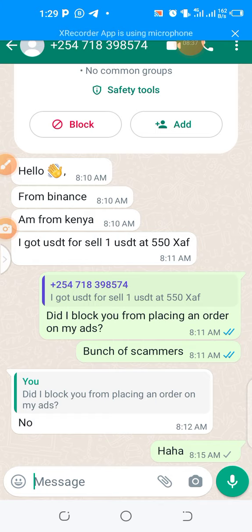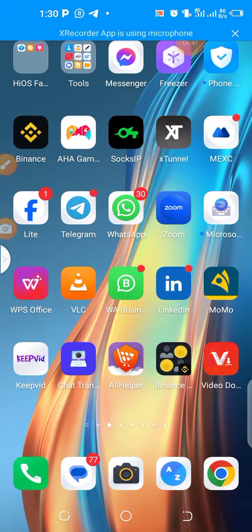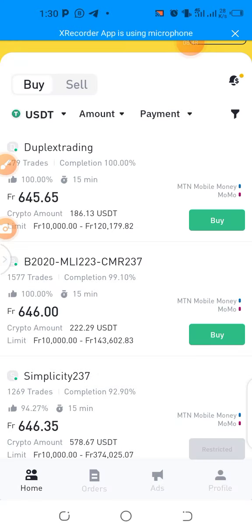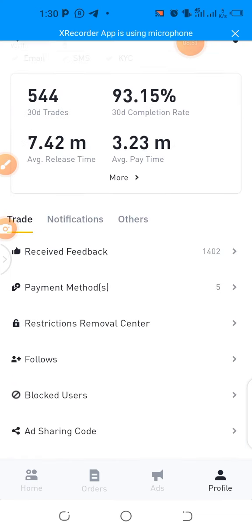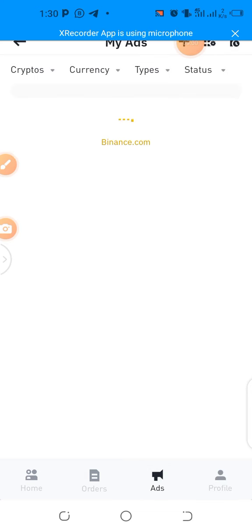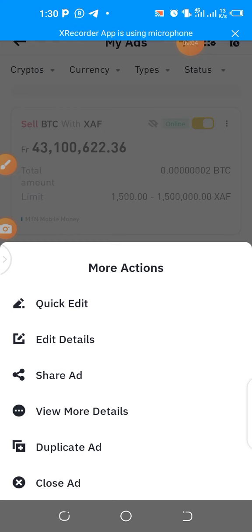Now, the second method is people go on Binance and they scan barcodes. They go on Binance, they scan barcodes, and when they scan the barcode, then they come and start telling you to go and place an order. This is what they do. Let me just go there. Payment method, add share. I think it's not even this one. Let me get there, please. Okay, I think this is it.